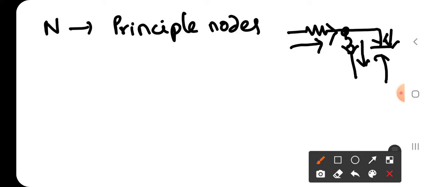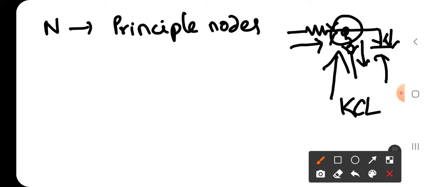At the ordinary node it is not required to apply the KCL. Only at the principal node can we apply the KCL. Okay?